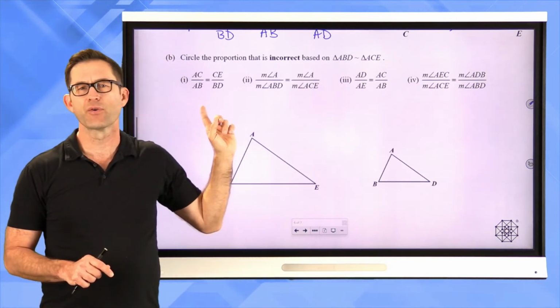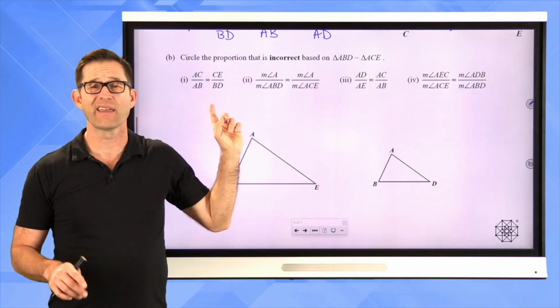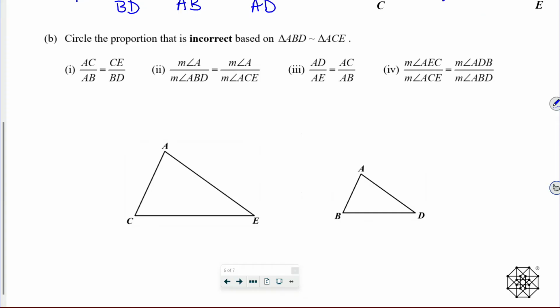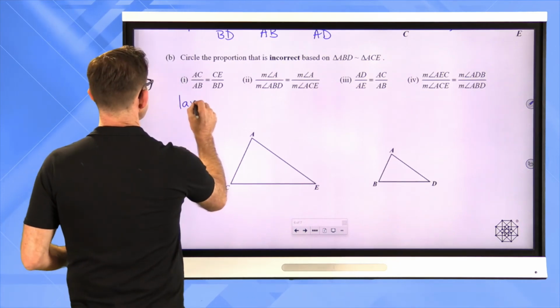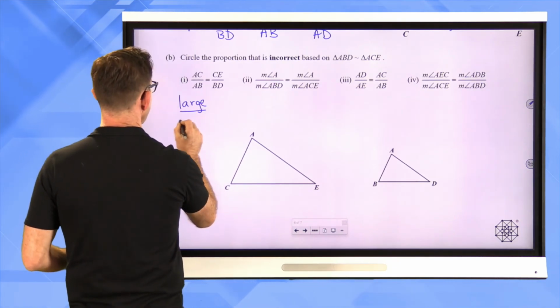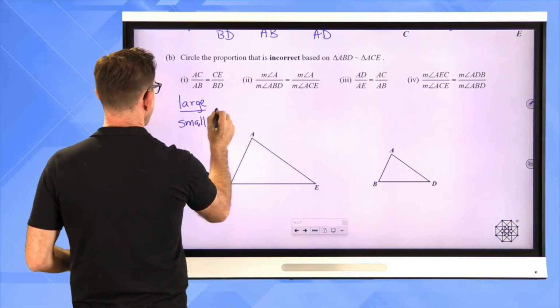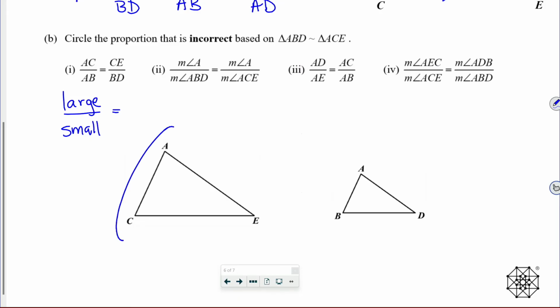In the first choice, they say AC divided by AB is equal to CE divided by BD. Now notice in this case, we're taking a length on the large triangle and dividing it by the length on the small triangle, and it's the corresponding length, right?